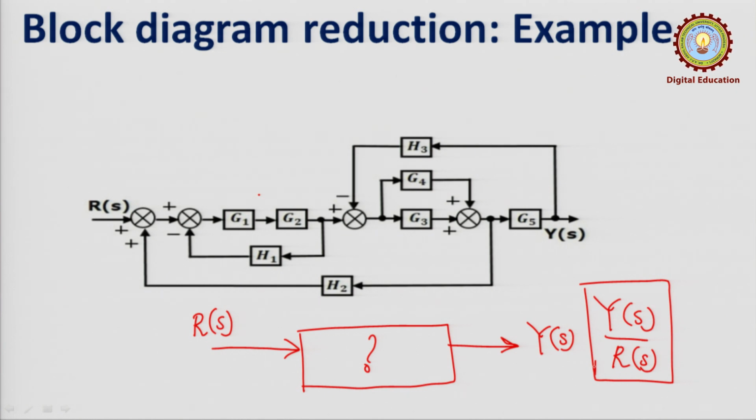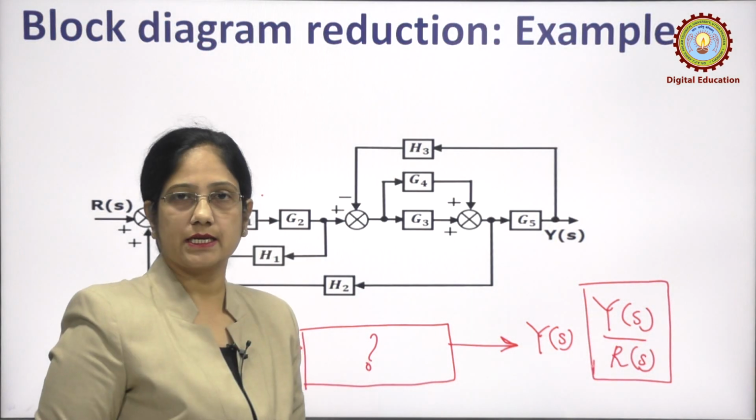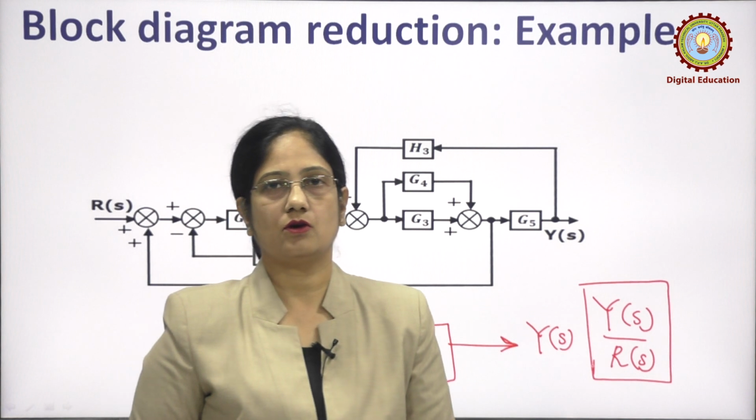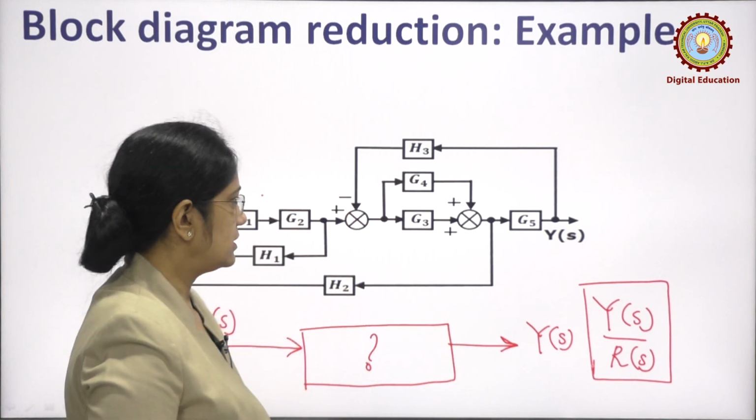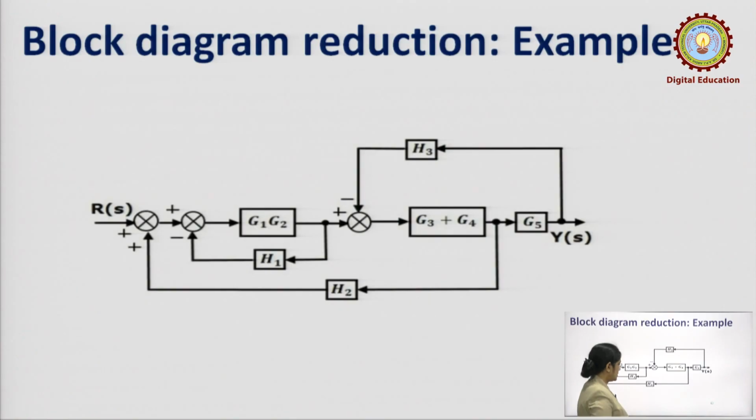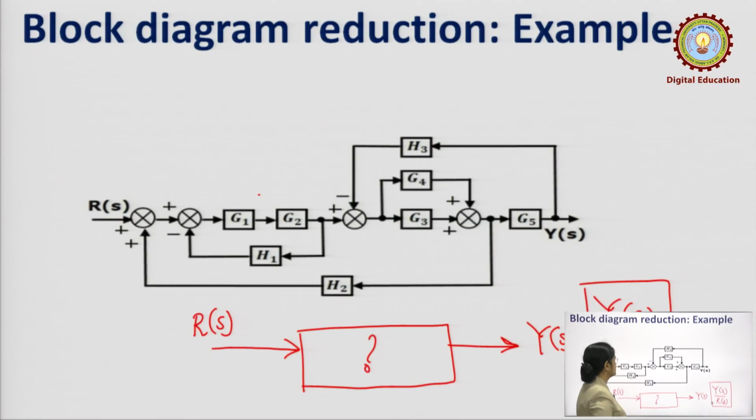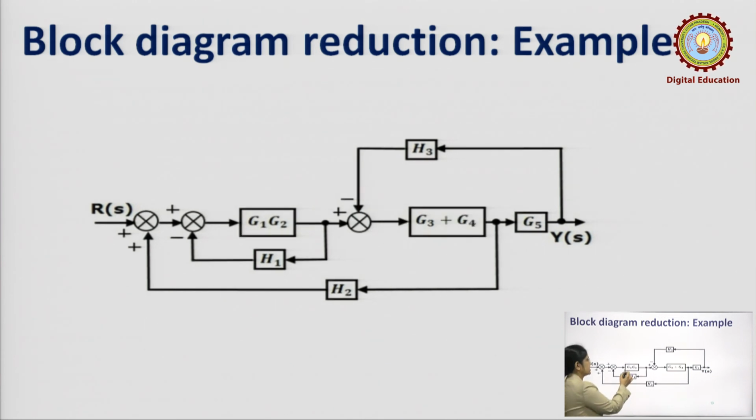Now, the first thing we need to check is whether there are any blocks connected in cascade or in parallel, and then we will move to the other part. In this slide we can see that these two blocks G1 and G2 are connected in cascade. So, the first step in the reduction is shown here, this becomes G1 G2.